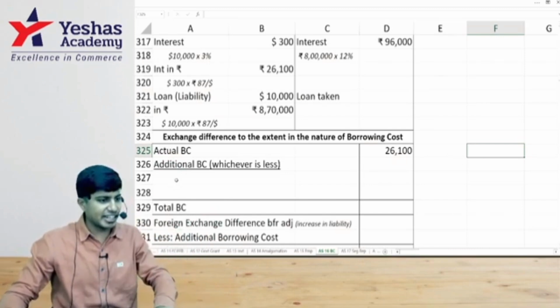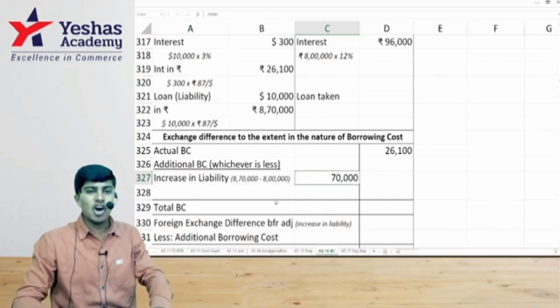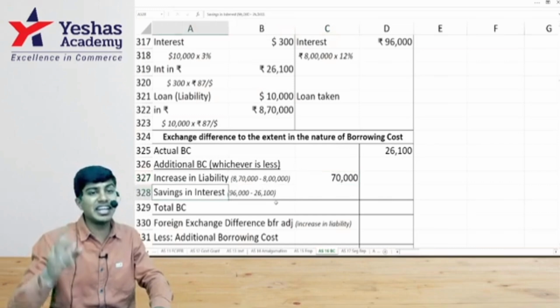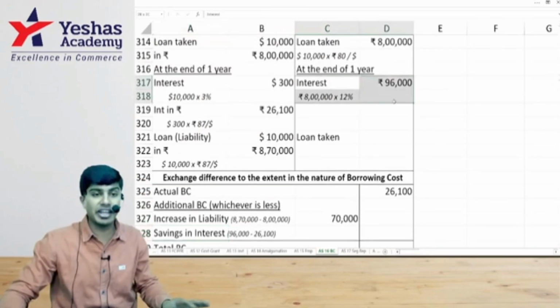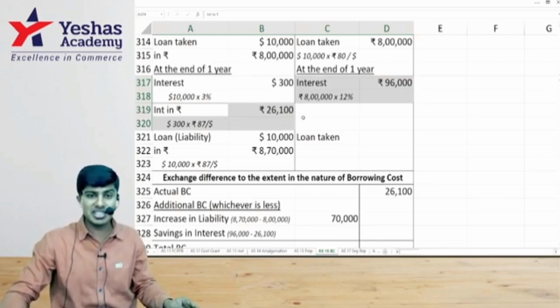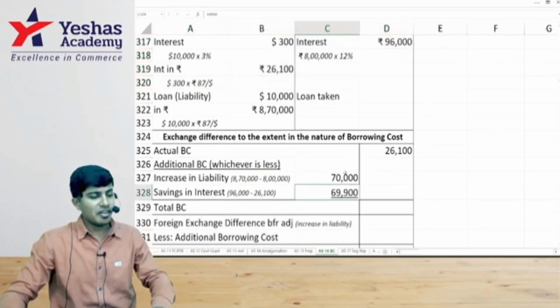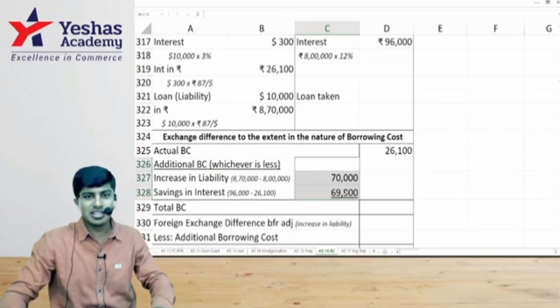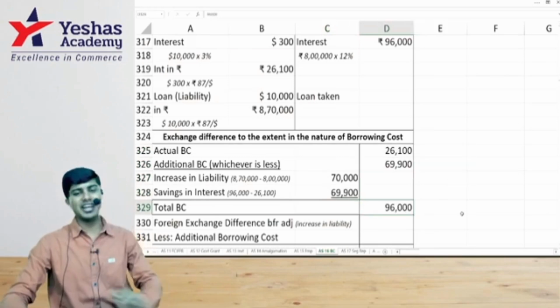The standard says it has to be increase in liability. How much did your liability increase by? Or savings in interest. How much is the savings in interest? If you had taken the loan in India, it would have become 96,000. Because you took the loan in USA, it is 26,100. The difference is savings, no? 96,000 minus 26,100. Whichever is less among these is additional borrowing cost: 69,900. So total borrowing cost is 96,000.